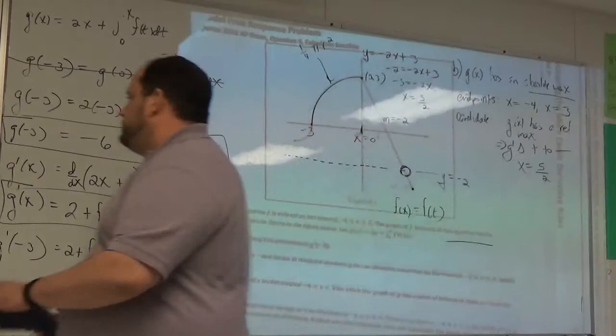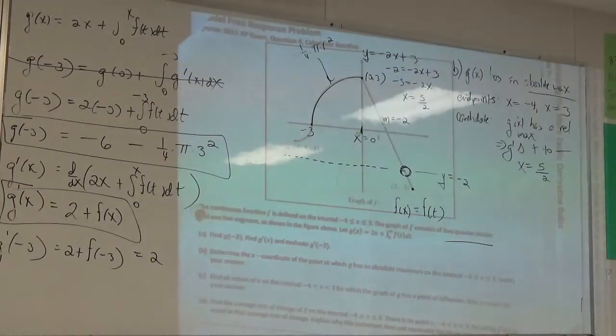Part C. I can't see it anymore. Find all values of x on the interval negative 4 to 3 for which the graph of g has a point of inflection, where g is the integral from negative 4 to x. So g has a POI. There are 3 options for proving a point of inflection. Okay, I'm gonna freeze you. Three ways. Jose, give me one and then you're frozen.